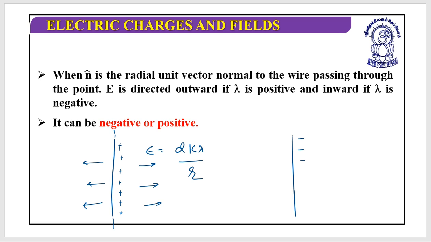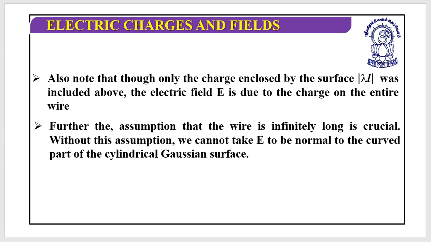If the wire is having negative charge density, let's say this is minus lambda, then the magnitude remains the same. It is 2k lambda by r, but the direction changes. It should be radially inward. Did you get this? Are you sure? Okay, let's move on. You just remember these formulas.